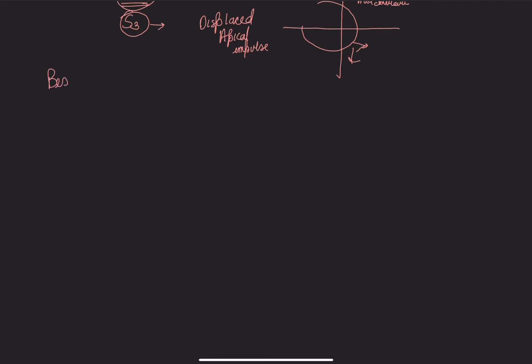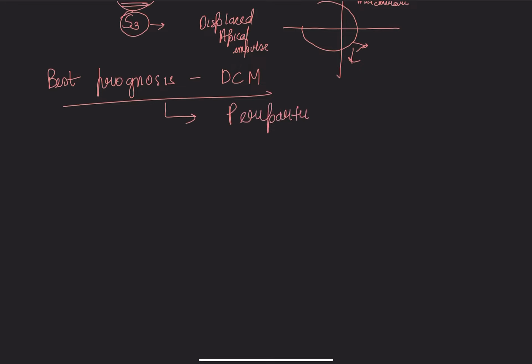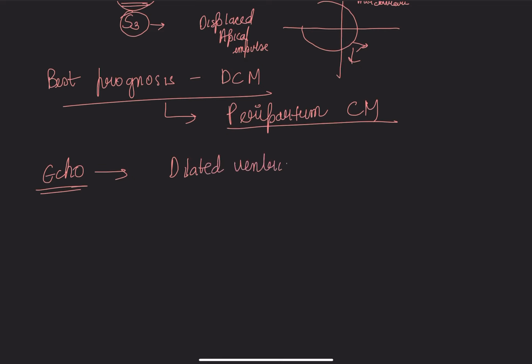So the best prognosis in dilated cardiomyopathy is seen in peripartum cardiomyopathies. So these patients who develop dilated cardiomyopathy during pregnancy, they recover quickly. So what do you see on echo? Whenever you do echo, you will see a dilated ventricle, wherein the annulus also gets dilated.